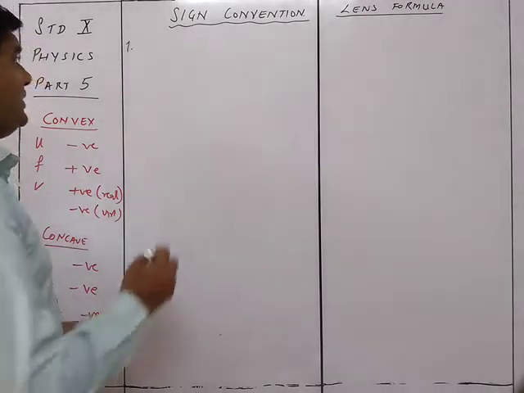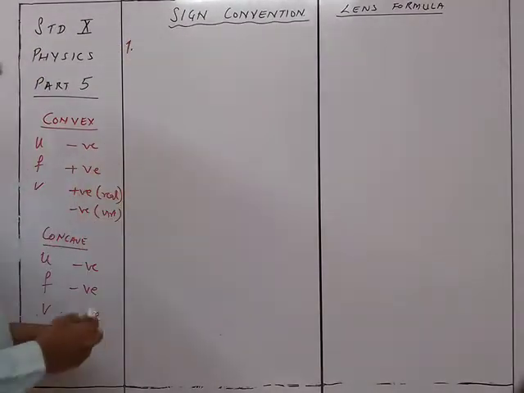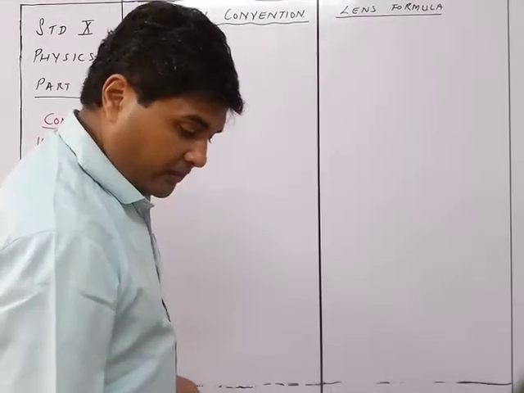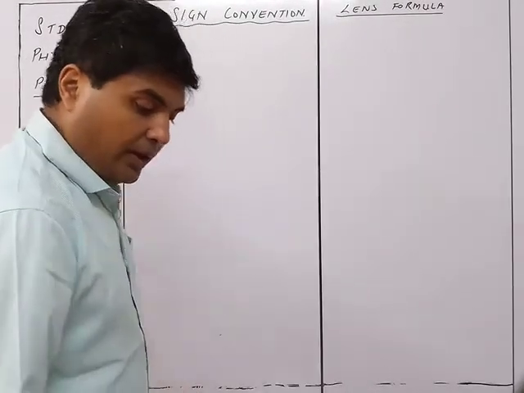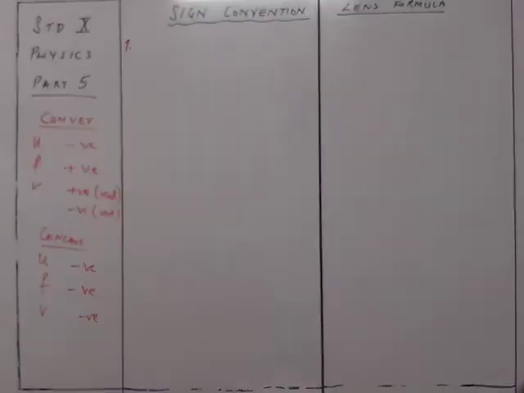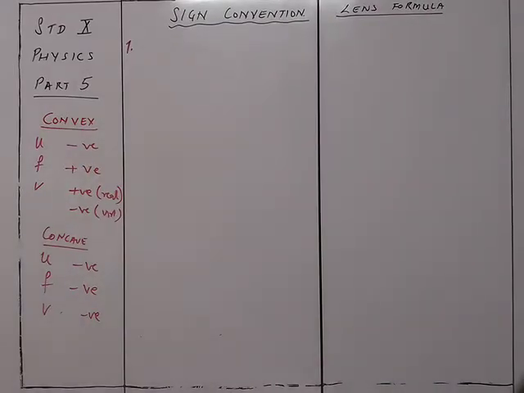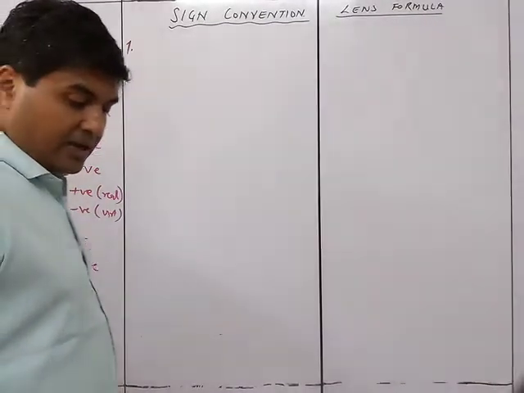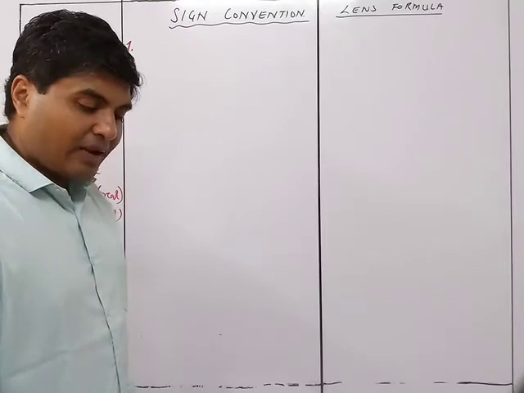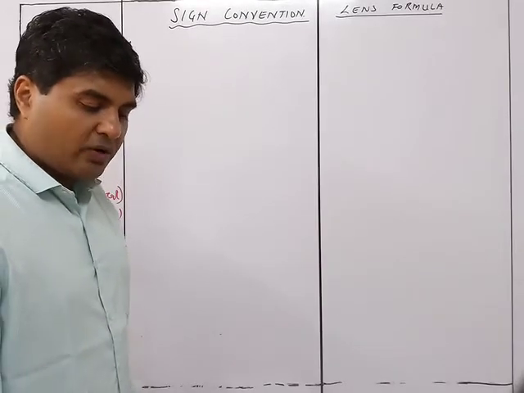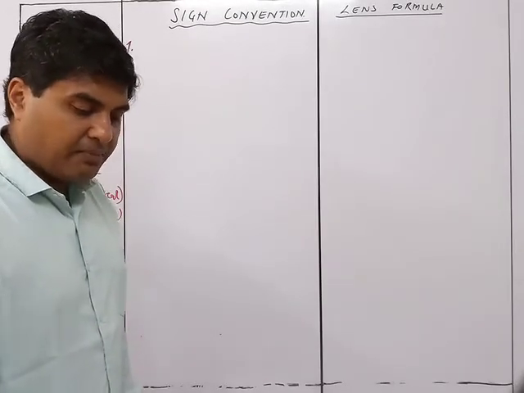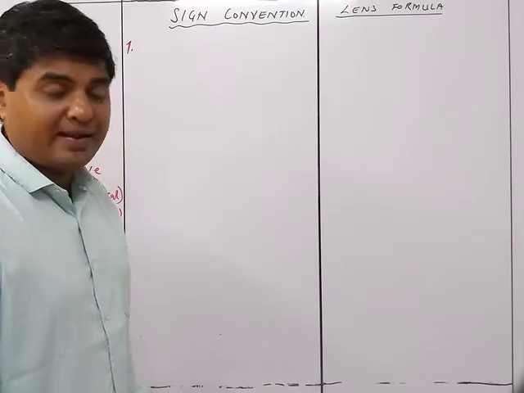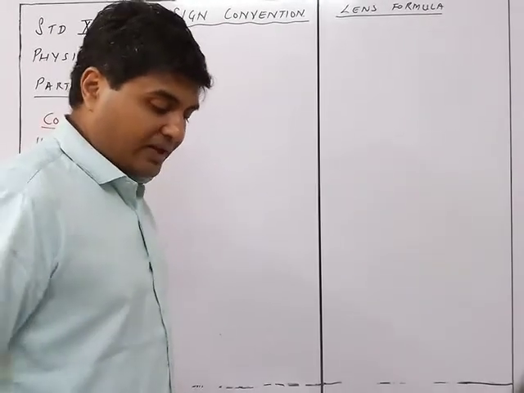Now let's start with the first sum over here. So the first sum is given here. At what position should the candle of length 3 centimeters be placed in front of a convex lens so that its image of 6 centimeters is obtained on a screen placed at a distance of 30 centimeters behind the lens? What is the focal length of the lens of part A?